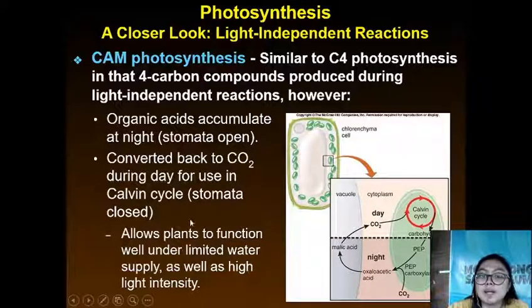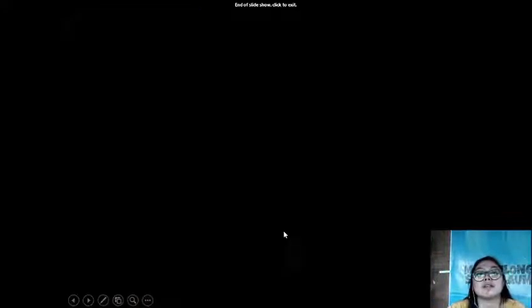So it allows plants to function well under limited water supply as well as high light intensity.